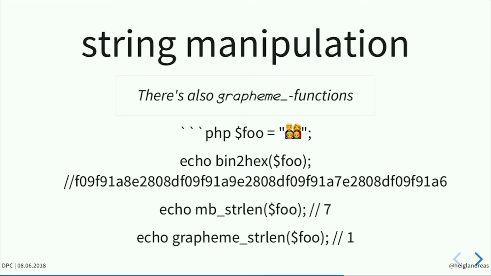There's also grapheme functions. Oh, I mixed something up there. Well, okay. Anyway, if I have this family emoji, and I do the bin to hex, I get a really long string there. That is the binary representation of this one emoji up there. And when I use the mb_strlen function, I get 7. 7? That's just 1. No, actually it's 7.